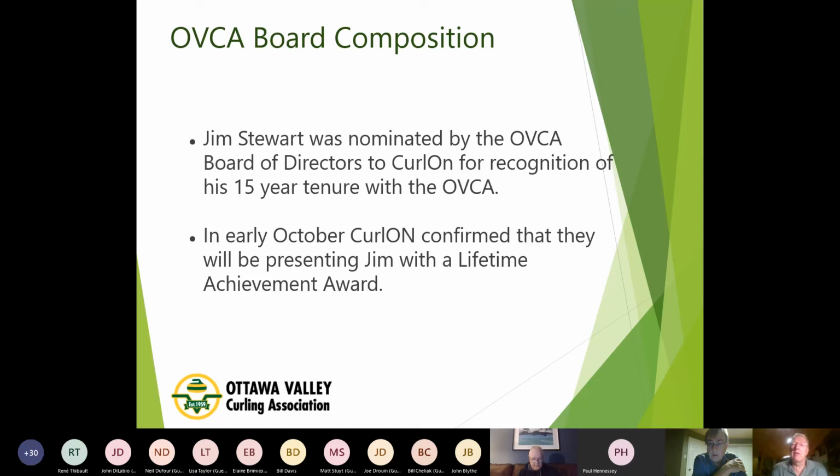And in early October, Curl On confirmed that they will be presenting Jim with a Lifetime Achievement Award. Well deserved. Jim did a lot for the board. He was a treasurer. For people that are on your curling club boards, you know the importance of the treasurer. There's very little that happens in normal day-to-day, week-to-week, month-to-month business that doesn't have some financial component. So anyway, well-deserved recognition from Curl On, one of our partners in helping recognize a long-term member of the OVCA board.